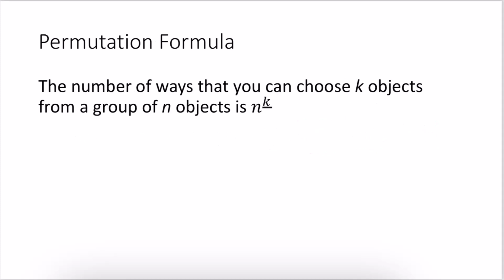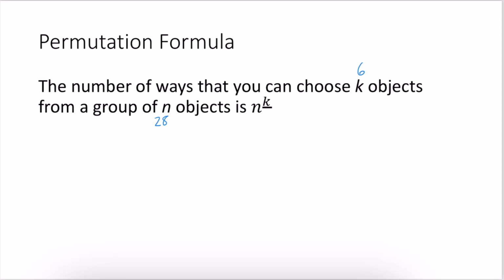I want to talk really quick about the permutation formula so that you can understand how to generalize this. The number of ways that you can choose k objects from a group of n objects is n to the k falling. If we use that last example, where you had 28 songs and you were choosing 6 of them to put on a cassette tape, the 28 is the group of objects that you're choosing from, and the 6 is the number of objects that you're choosing.